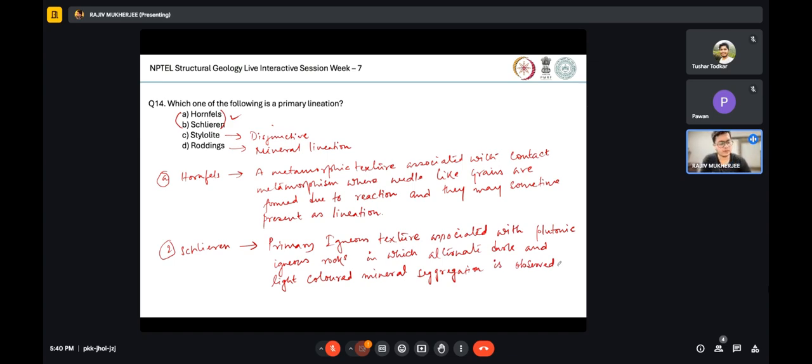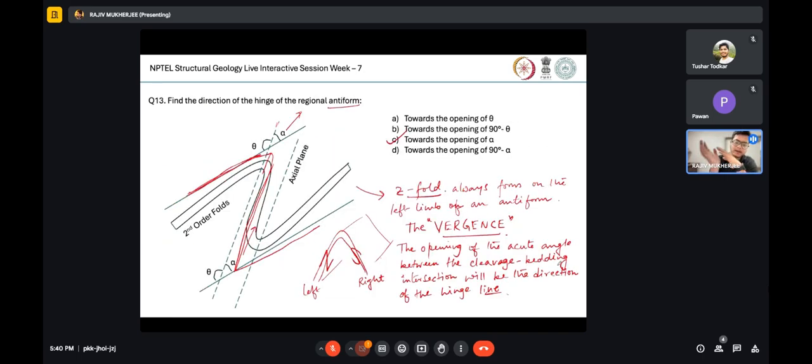Okay, so these were all the questions regarding foliation and lineation. Yes, if you could put some light on cleavage transection. Cleavage transection is basically a form of intersection lineation, correct? Cleavage transection means the concept that I just already told you about, the vergence, right?